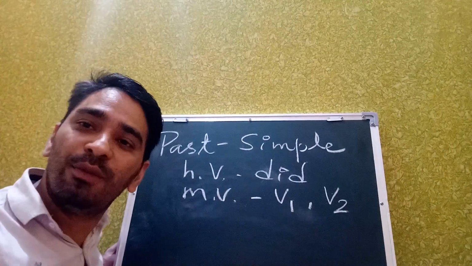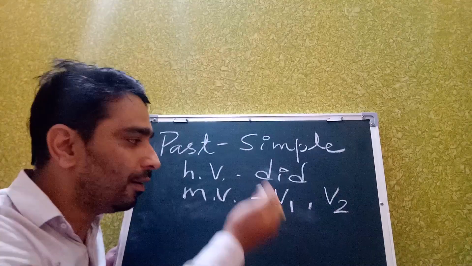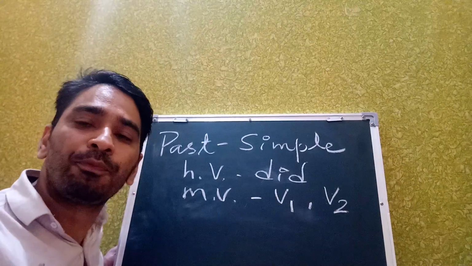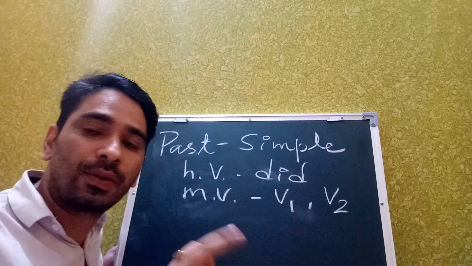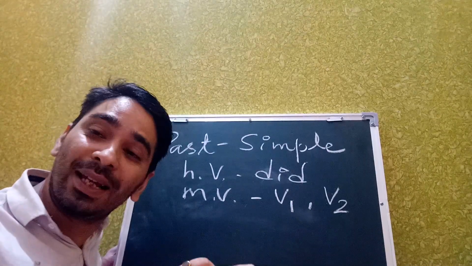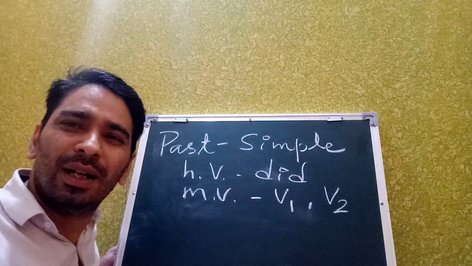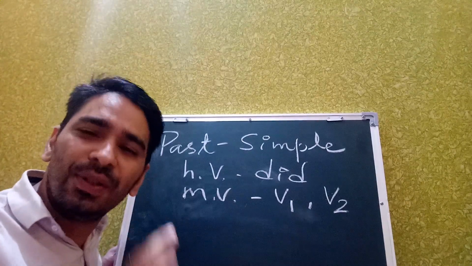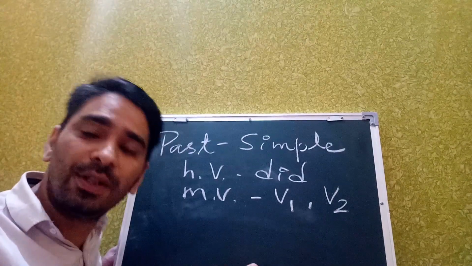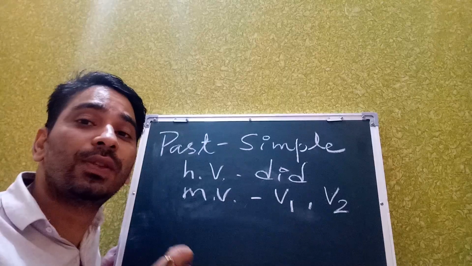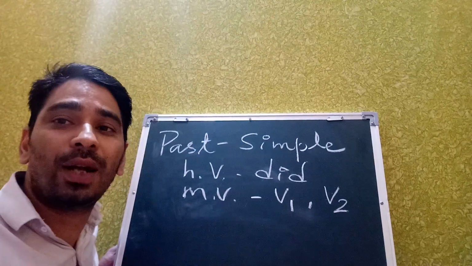V1, as you know, is the main form of the verb, or first form of the verb, like go, play, sleep, drink. V2 is the second form of the verb, like go, went; play, played; sleep, slept; break, broke; eat, ate. It's a very simple, easy tense to understand, because we have already discussed present indefinite or present simple, which is the most difficult tense. Now it's easy to understand other tenses.